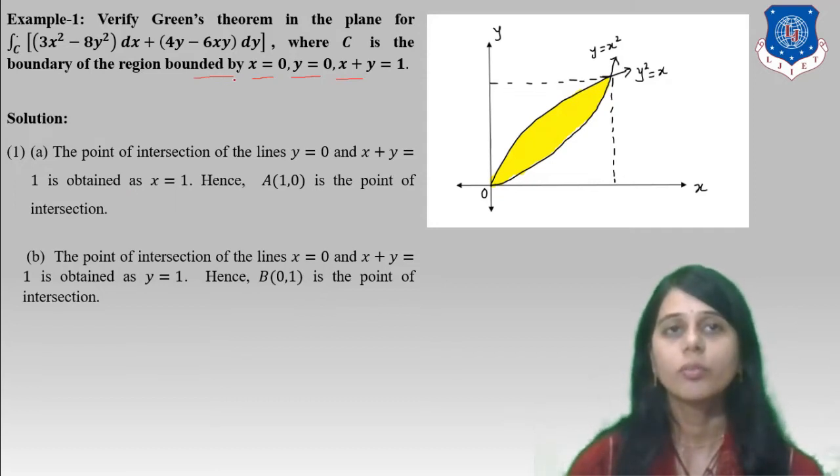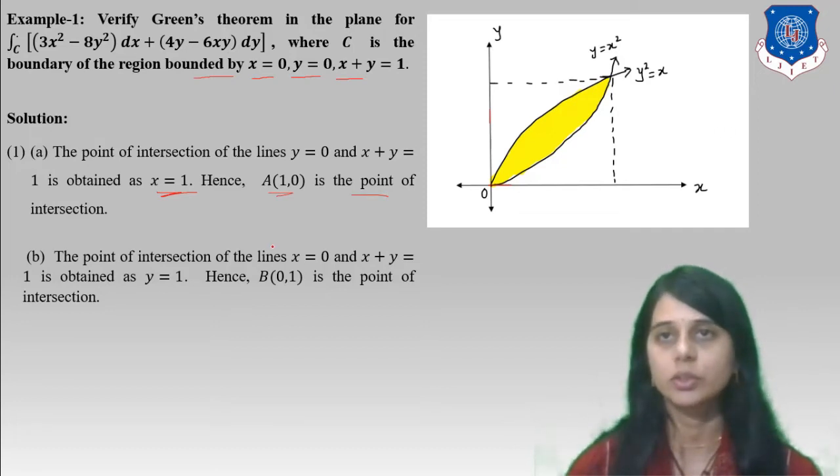Now we are taking a graph. This line is x equal to 0, this line is y equal to 0, and x plus y equal to 1. The point of intersection of the line y equal to 0 and x plus y equal to 1 is obtained at x equal to 1. So A equal to (1, 0) is the point of intersection. The point of intersection of the line x equal to 0 and x plus y equal to 1 is obtained at y equal to 1. So B equal to (0, 1) is the point of intersection.